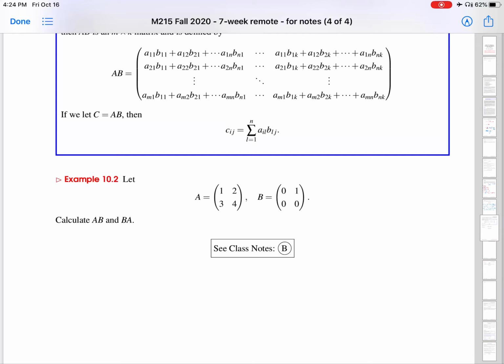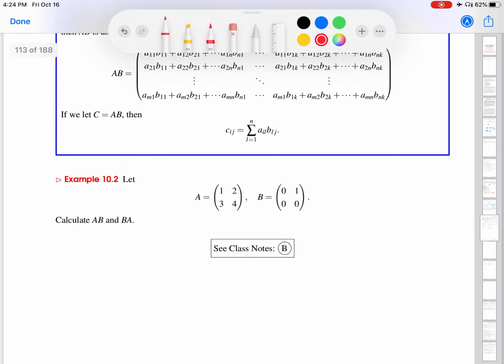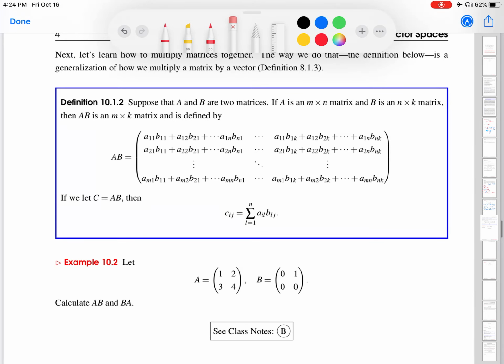So this example is meant to illustrate matrix multiplication. We are going to calculate A times B and also B times A for these two matrices here. The definition of matrix multiplication is given above, right here.